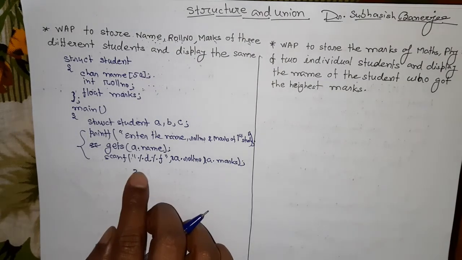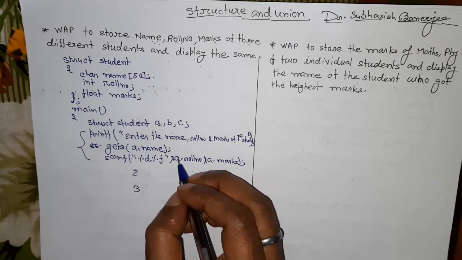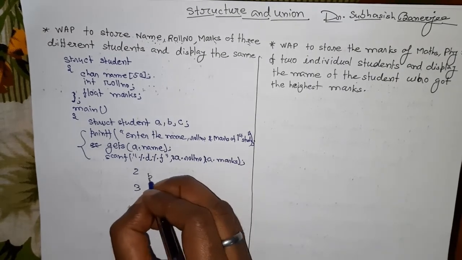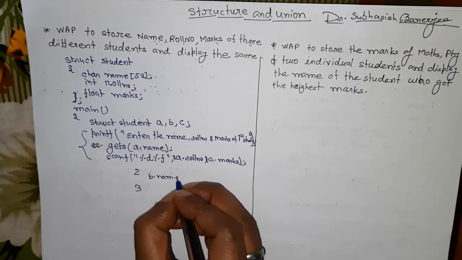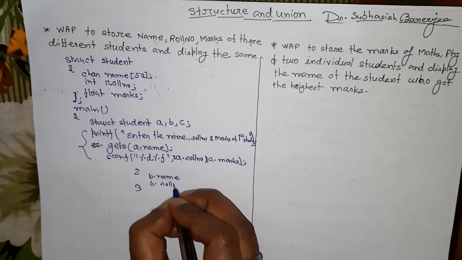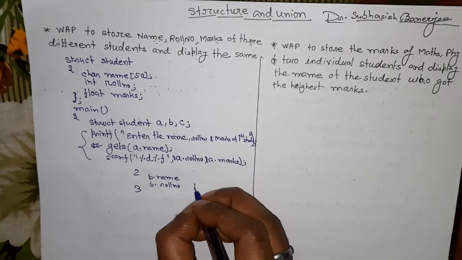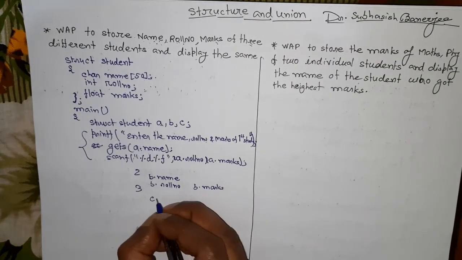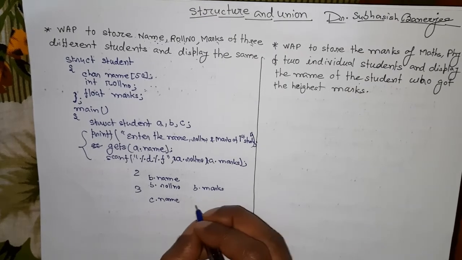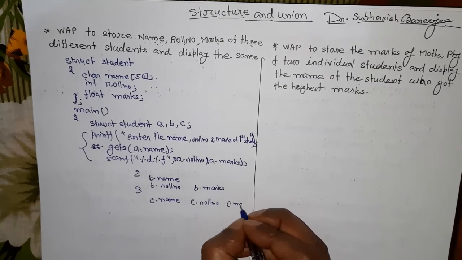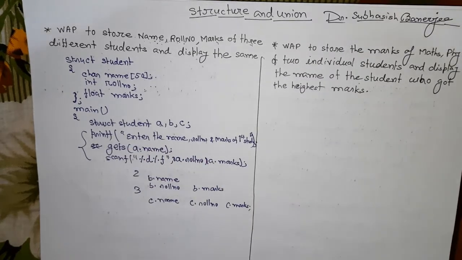This is going to be copied. For accessing the name, roll number and marks of the second student, instead of a dot name, here we'll have to specify b dot name. Similarly, to get the roll number of the second there should be b dot roll number, and for marks b dot marks. Similarly, for the third student, we should have c dot name, c dot roll number, c dot marks.